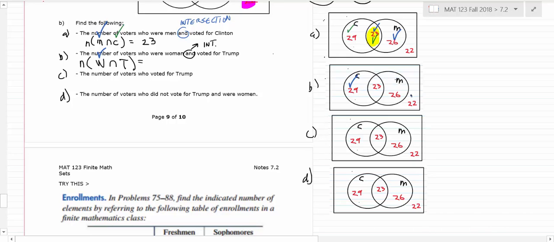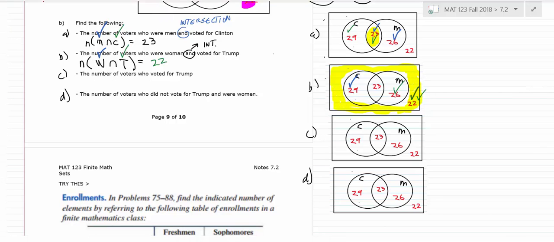The women would be outside of the man circle. Okay, the 29 and the 22 are your women. Then I'm going to do the Trump voters. People who voted for Trump would be outside of the Clinton circle. So the answer to that problem would be 22. The part of the Venn diagram outside of the circle is women who voted for Trump.